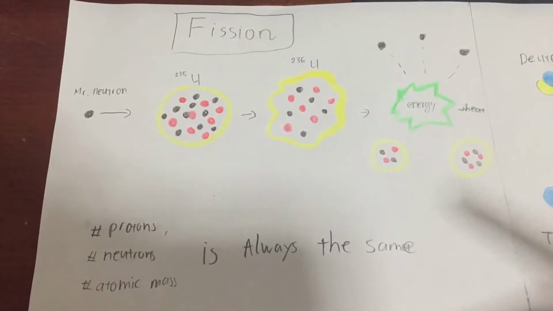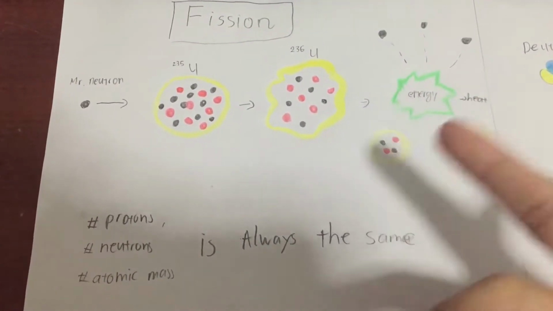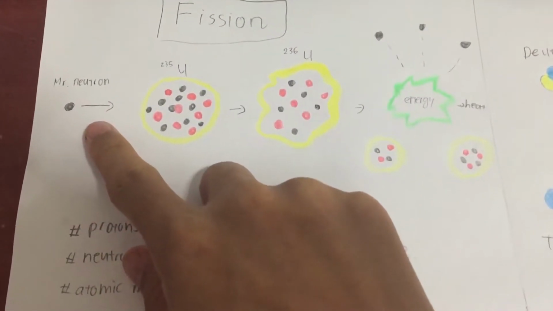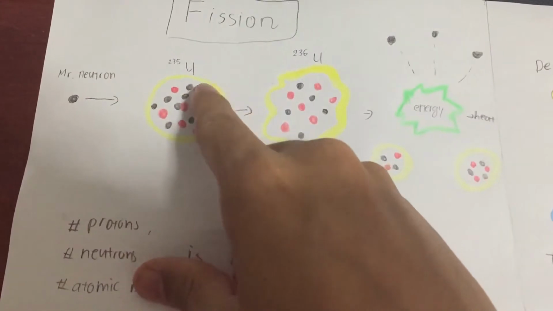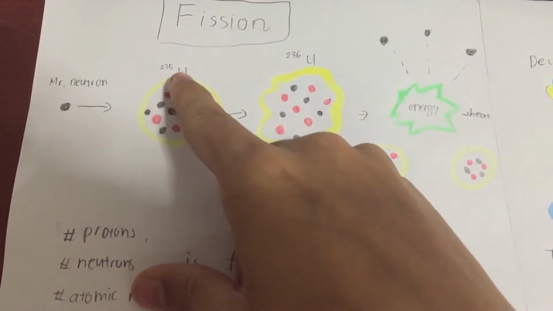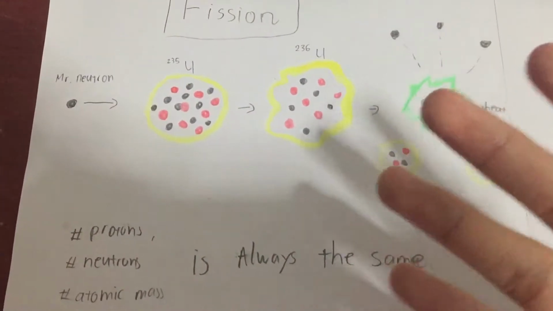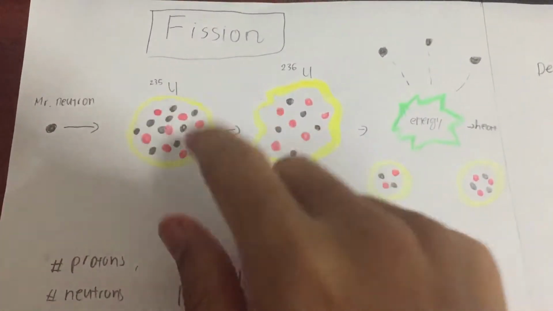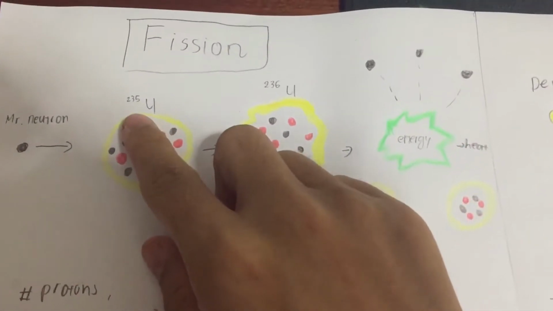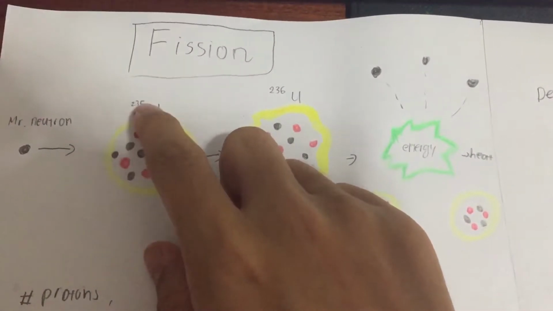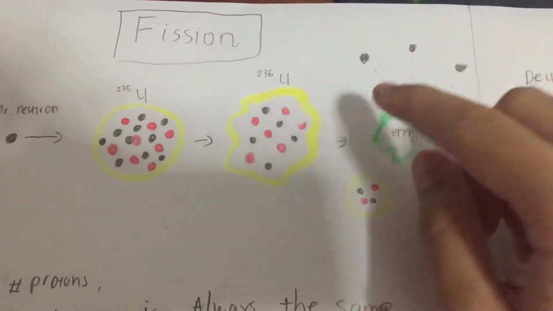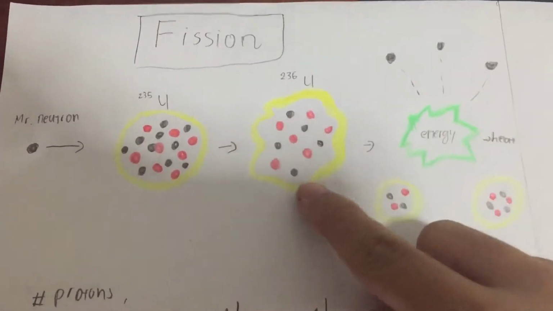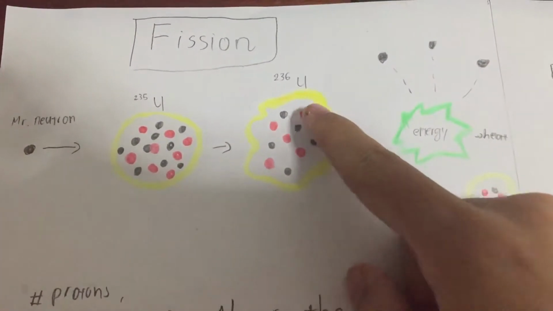It requires a neutron to get started. So Mr. Neutron here is going to shoot into a nucleus, which is uranium-235 in a stable state. But when the neutron shoots in and combines, it turns the uranium-235 into uranium-236, from a stable state to an unstable state of a nucleus.